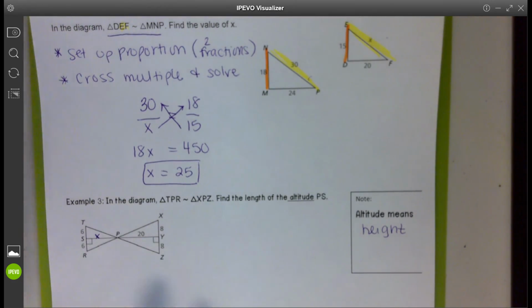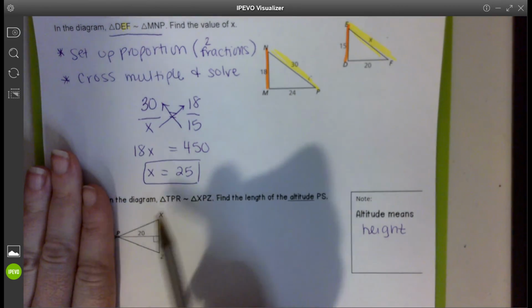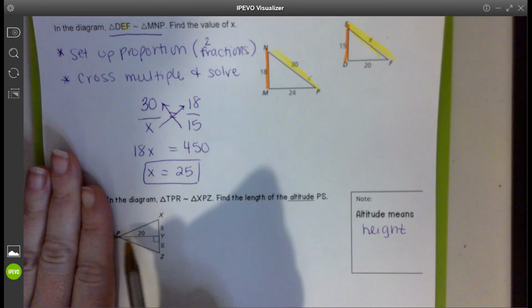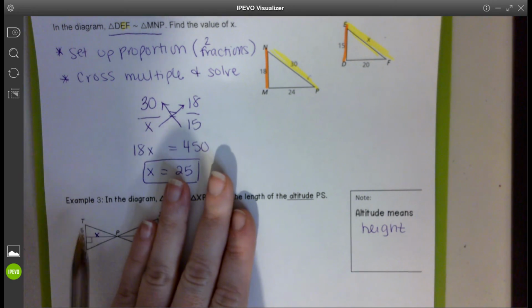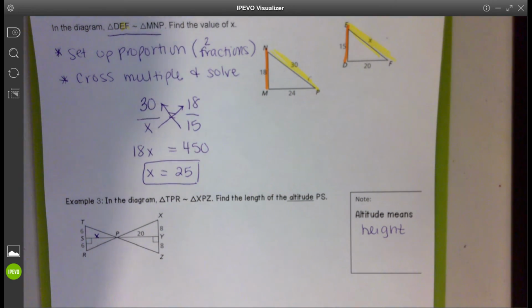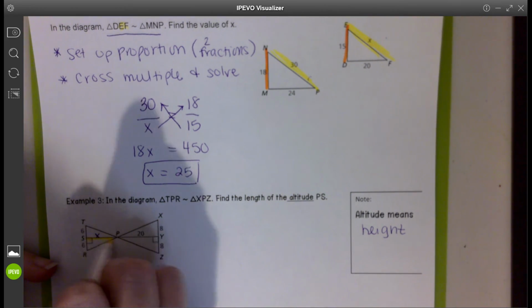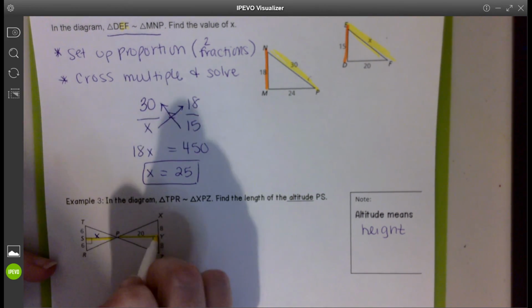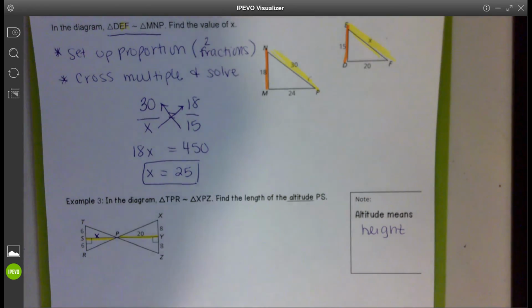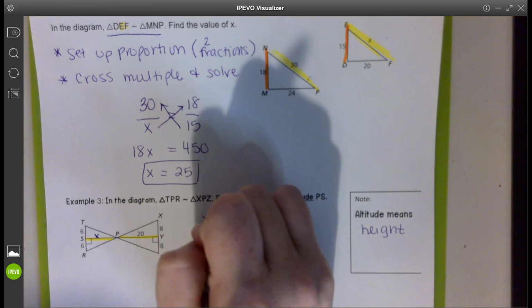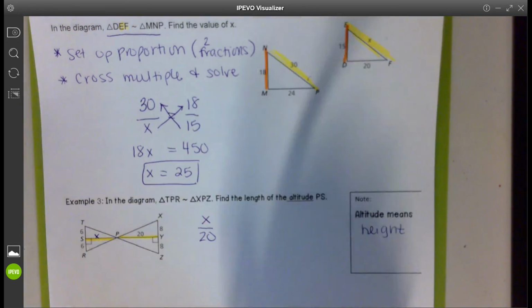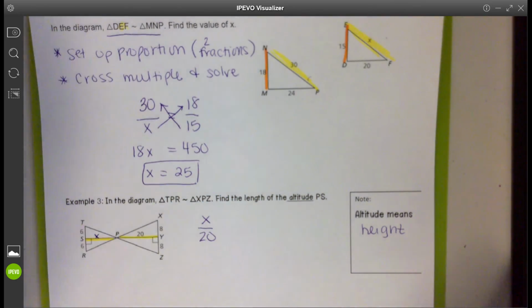So we have two triangles. Here's one. They're actually showing the height. Here's the other triangle they're talking about, showing the height. So again, we want to use certain things. So first, we want to use the height and the height. So I'm going to write that as a fraction first. So here I have x over 20.